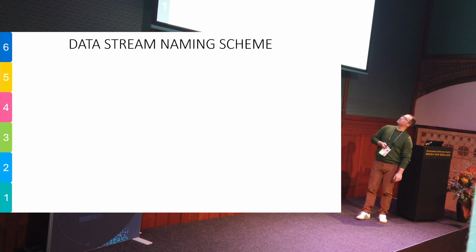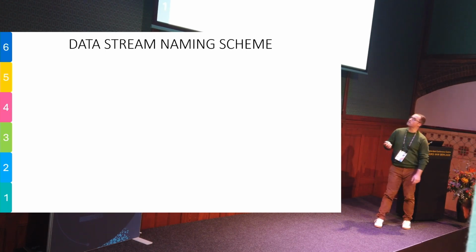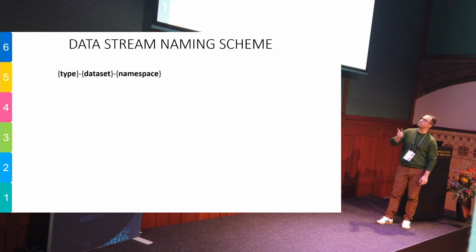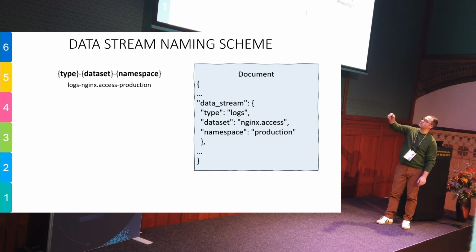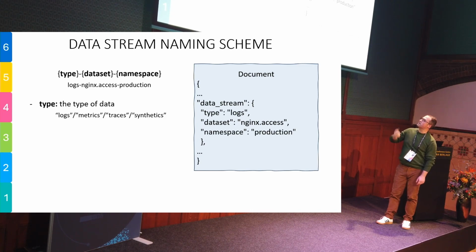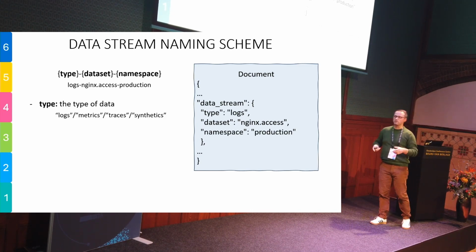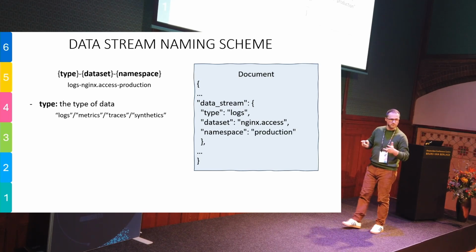And they call it the data stream naming scheme. It looks like this. So you have a type, data stream dataset, and a namespace. Some of you might have heard of it. So that's an example. We have logs nginx access production, and this is what it looks like in a document. I only show the data stream fields here. This specific one is for Nginx access, and here we have the possibilities we can have in type, and that's logs, metrics, traces, synthetics. That's it.